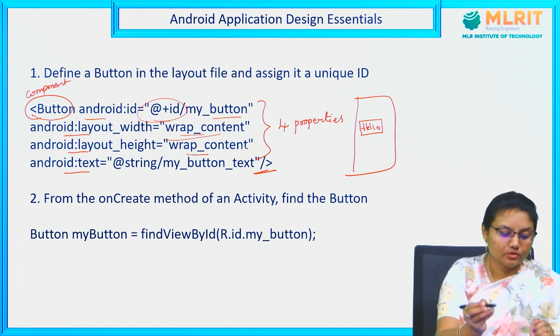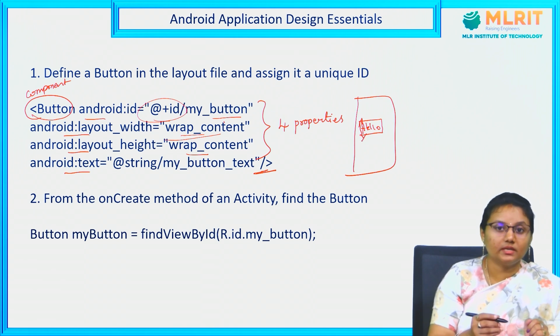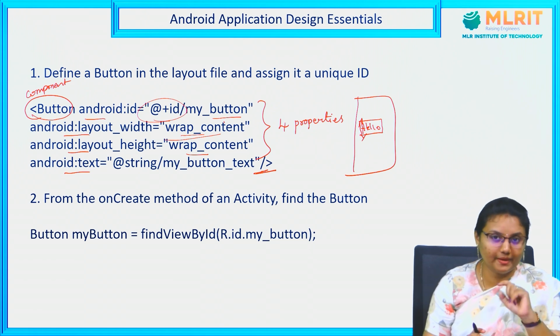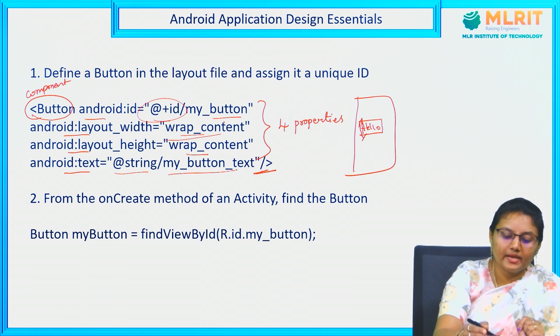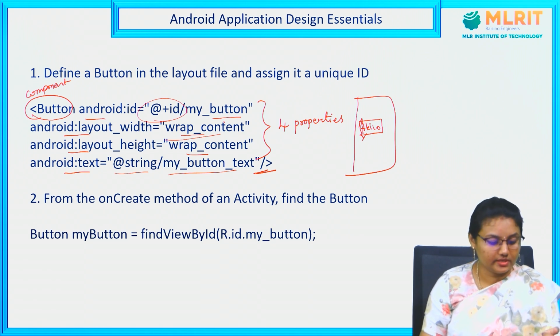Height also wrap content. So height means how much text size you are giving, so that much only it has to take the height of that particular text, particular button. Similarly, text is taking @string/myButton. The text is what is displayed here, or user defined. You can change that, customize that.